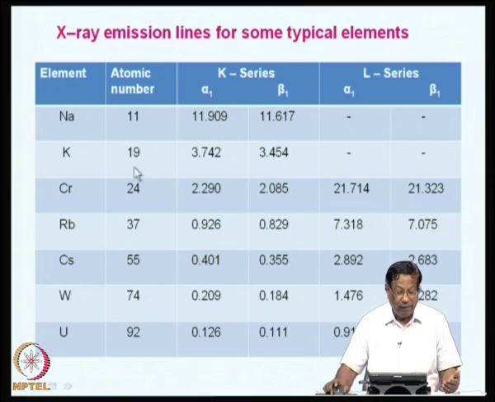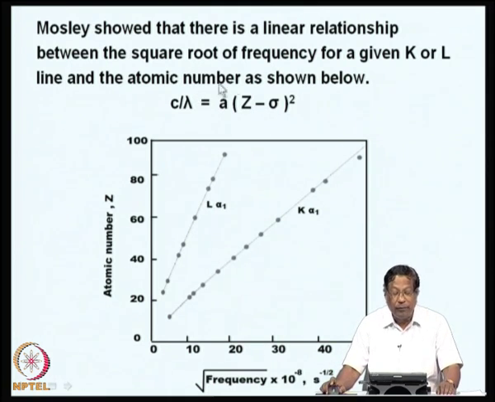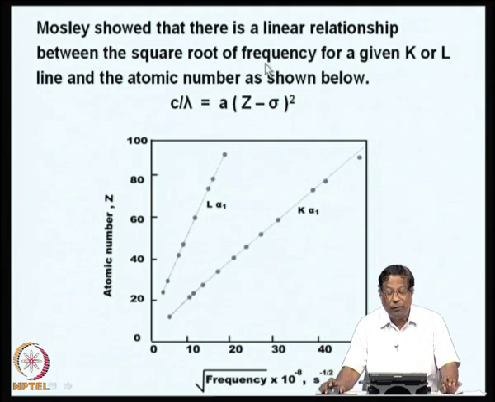Above atomic number 23, we have K alpha as well as L alpha and L beta, so we get 4 lines maximum. The same is the case with rubidium, cesium, tungsten, uranium, etc., where I have listed some of the X-ray lines obtained. Moseley has shown that there is a linear relationship between the square root of the frequency for a given K or L line and the atomic number, as shown below.